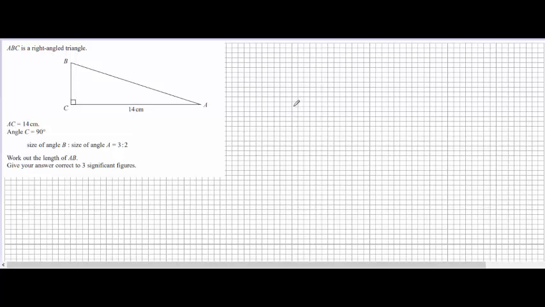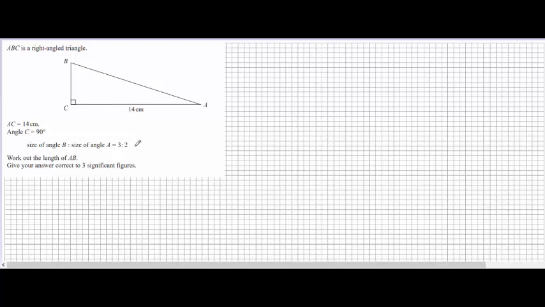So here is a question involving trigonometry. We have a right angle triangle. We are given the length of one of the sides, AC, 14 centimeters. We want to work out the length AB, which is the longest side, and so the hypotenuse, but we're not given any angles. We have one angle here, 90 degrees.